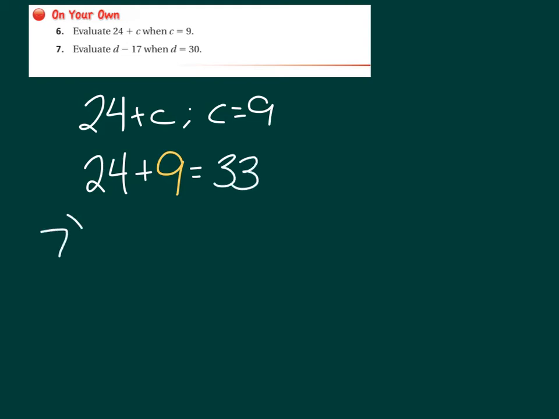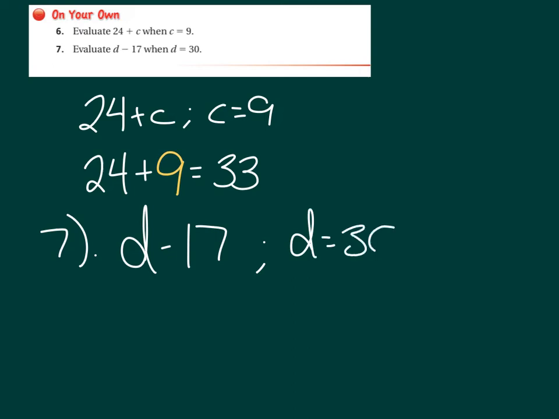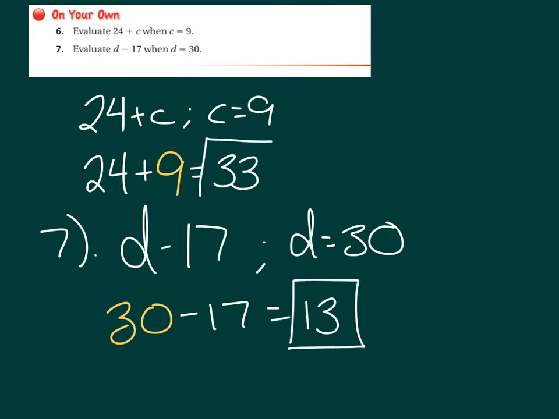Number 7, we have d minus 17 when we know d is equal to 30. We plug in our value 30 for d, so we have 30 minus 17, and we find our solution as 13. Again, if you didn't get your answers, make sure you ask questions and figure out what you did wrong.